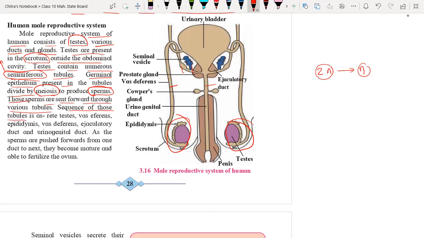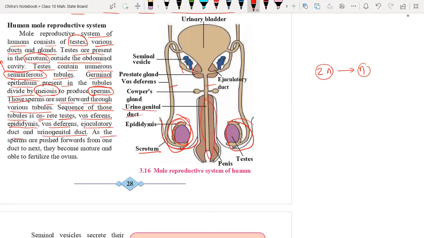Those sperms are sent forward through the various tubules. The sequence of those tubules is, as you can see here: first, beta, these are the testes. Here we have the structure above the testis, which is called the epididymis, and the outer structure is called the scrotum. The testes are the main secretory part of the sperm. Then we have the epididymis, vas deferens, ejaculatory duct, and the urinogenital duct. Okay, this is the urinogenital duct.